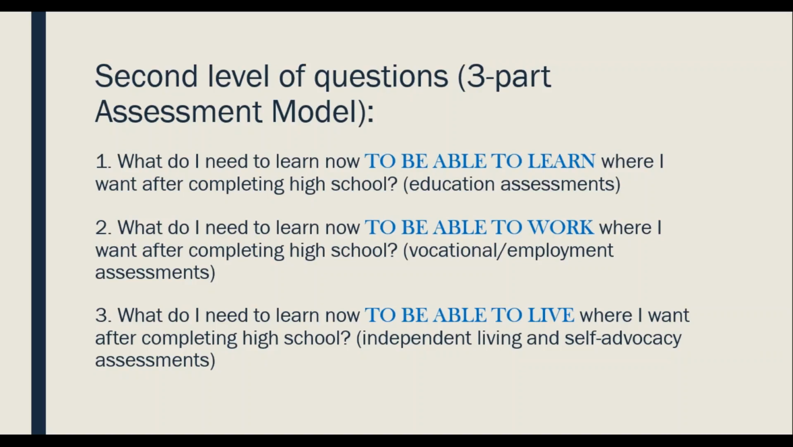Possibly could include some self-determination or advocacy assessments. We know that the transition from high school to college can be rather challenging for some students because we go from an IEP essentially to a 504 where students have to advocate for themselves. There's no one standing up for them anymore. They need to know what their disability is.